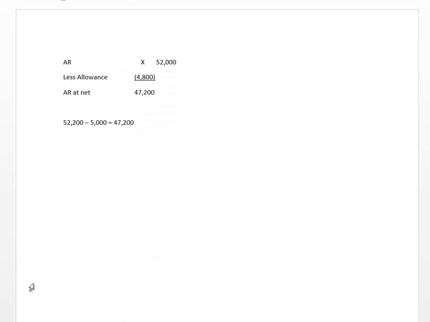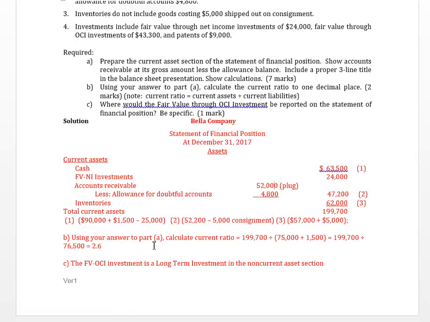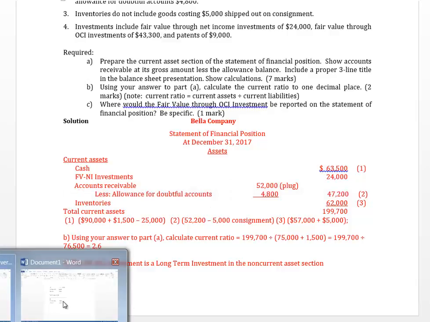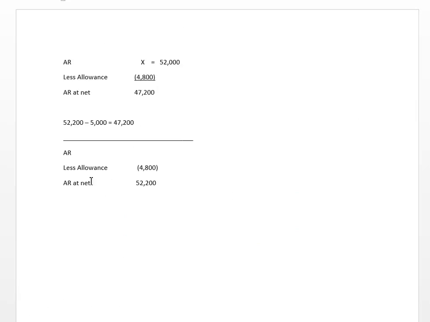Now, another way you could have come up with this same data if you chose to do this method, and I don't mean to confuse anybody, but I just paused the video for a minute there because I wanted to show you something else you could have done. Some students might have said, well, wait a minute, you gave me AR at net at 52,200. I don't see anything wrong with the allowance. So you could use the work backwards method here just as well.